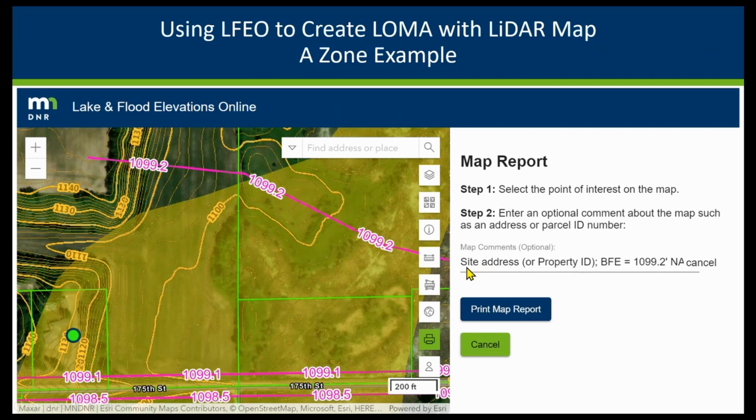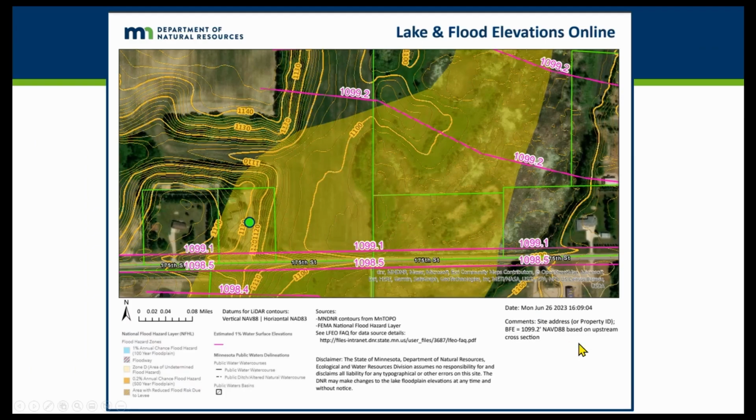I traditionally like to put the site address I'm looking at or the property ID if I don't have an assigned address. And then I'm adding what my calculated base flood elevation is. I'm saying it's the 1099.2 NAVD 88 based on the upstream cross-section. When I go to print the map, it'll take a moment and then show up in a separate tab, and it will have the location that I chose.